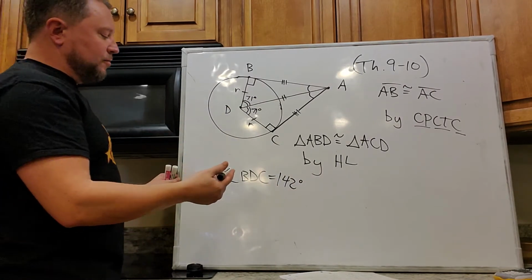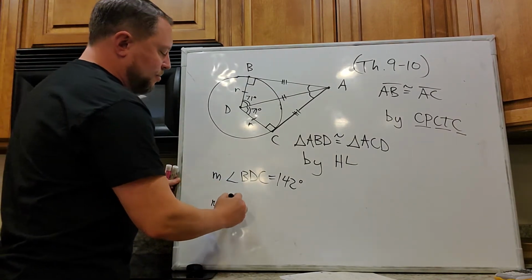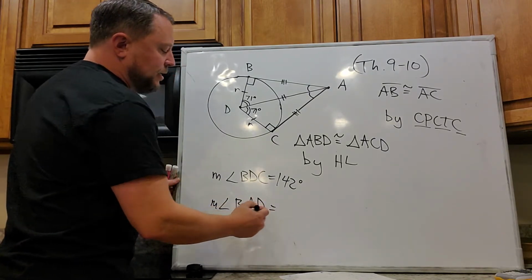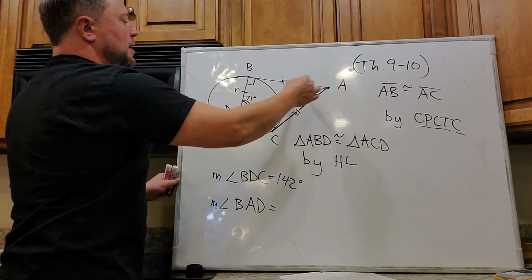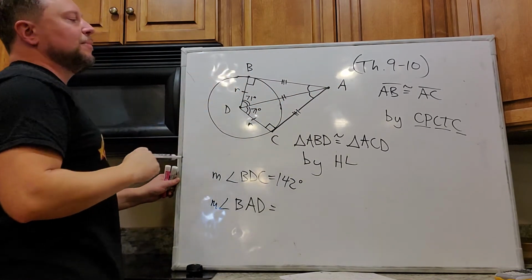Okay? You could even find something like this. I could ask you, okay, then what is the measure of angle BAD? B-A-D. B-A-D is just that one right up there. See that angle A at the top?